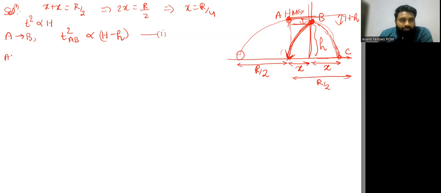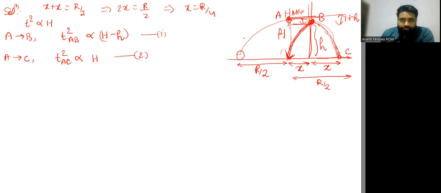Then we are going to apply it for A to C. For A to C, what is the height covered? It is the maximum height capital H. So the time taken A to C square is directly proportional to capital H. This is equation number 2.